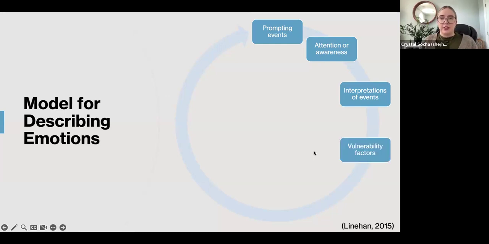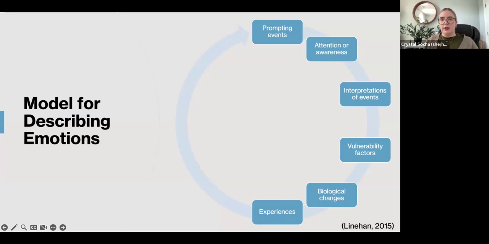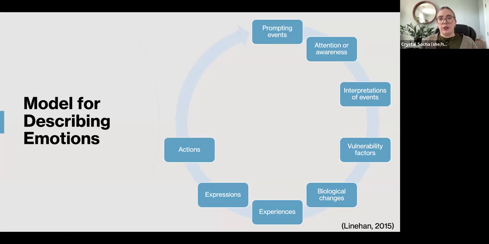Vulnerability factors again. So this could be things from the past. It could be unresolved trauma, biological changes that happen in the person's brain and nervous system, experiences or those body sensations related to feeling. So the heaviness, the palms are sweating, low energy, emptiness. Expressions. So this includes face, body language, the verbal and nonverbal. Actions, what you end up actually doing as a result of all these prior things mentioned. So as a result of the prompting event, interpretations, what happened in my body, this is what I actually did.